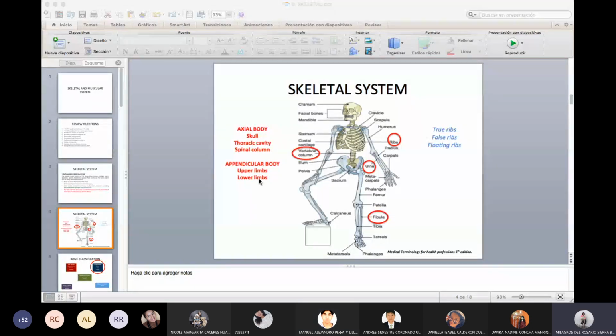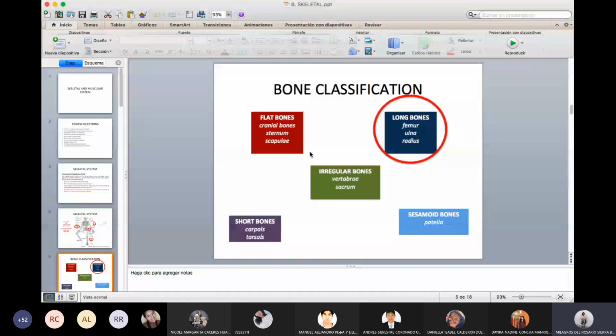Okay, and let's see what else. This question was in the exam. Remember the parts of the appendicular body that are the extremities, and then of the axial body you have the skull, the thoracic cavity, and the spinal column. Then we can talk about the bone classification. You have the flat bones like the sternum and the cranial bones, then the long bones, irregular bones, short bones, and sesamoid. You don't have to know all this, just maybe the classification if you want.